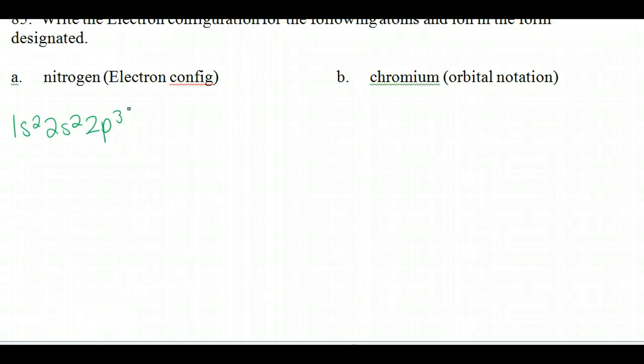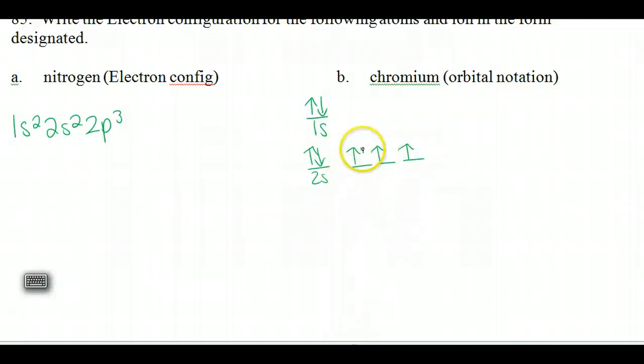For chromium, I'm asking you for the orbital notation. When you're dealing with orbital notation, you only need to draw the lines that you actually need for the question. Okay, so for chromium, we've got 1s, which is going to be full. We've got 2s, which is going to be full. 2p, which is going to be full. Remember Hund's rule as you do this, okay? One in each orientation before they pair up.